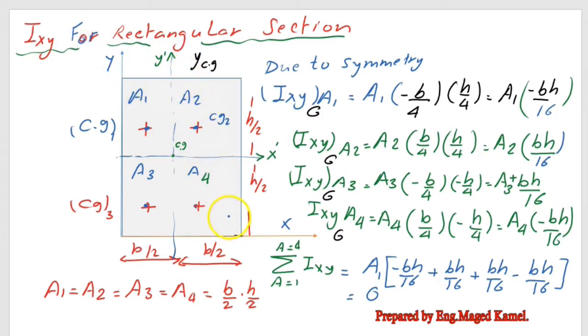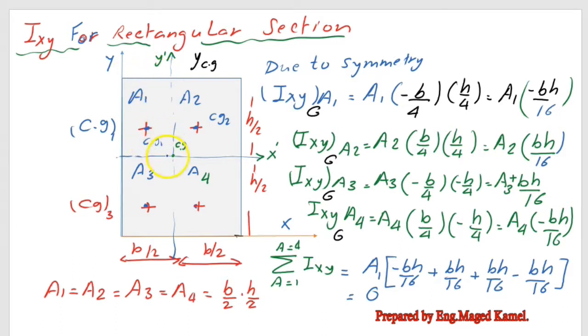We first drew a rectangle, the base is B and the height is h, and we introduced the external two axes x and y. Then we come to the CG, and we draw another two axes, which are x dash and y dash. We divide this rectangle into 4 areas, namely A1, A2, A3, A4, and for each area, we are going to locate its CG.